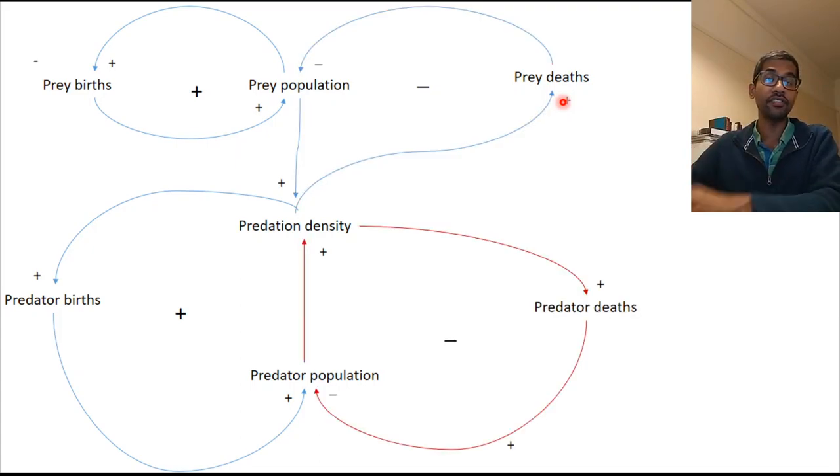You will have a negative feedback loop on the predator side as well. As you have a higher predation density, what would happen to the predator deaths? It would increase, and as the predator deaths increase, what is going to happen to the predator population? It is going to decrease. Because of the decrease in predator population, you're going to have a decrease in predation density, and this keeps going on again and again. That's a negative feedback loop again.